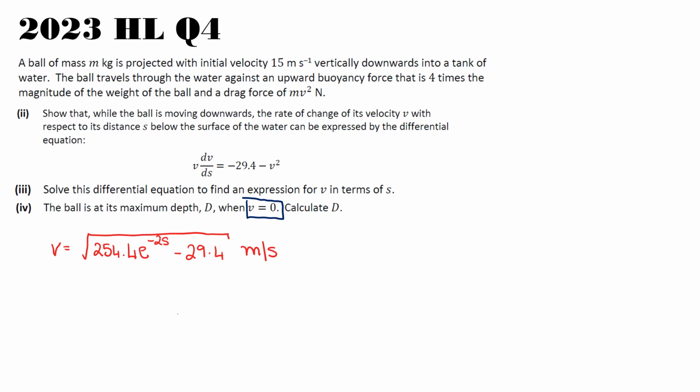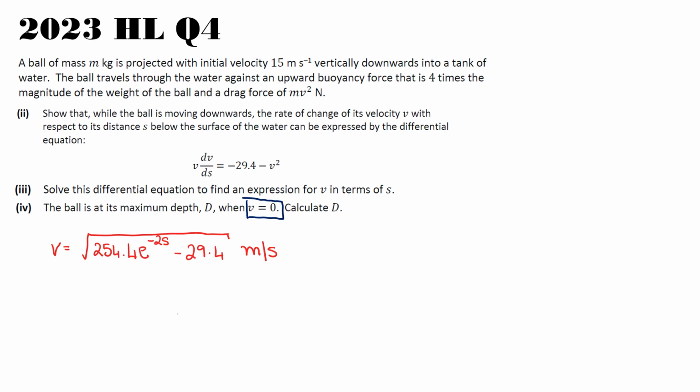So I have our answer from part 3 here on the board. V is equal to the square root of 254.4 e to the power of minus 2s minus 29.4. However, if we sub in v equals 0 here, we still have a substantial amount of work to do to get s on its own, to isolate it.